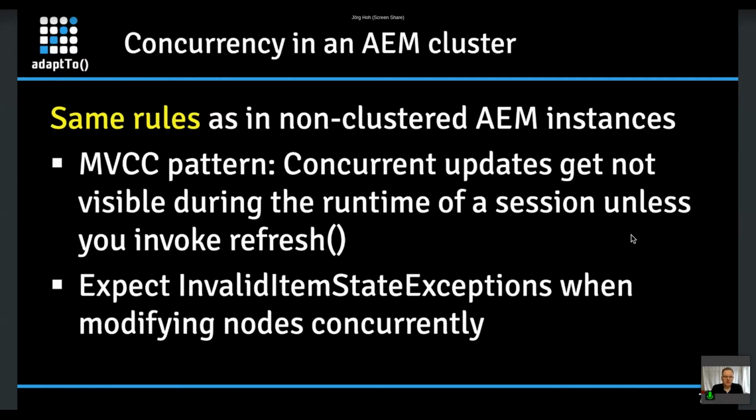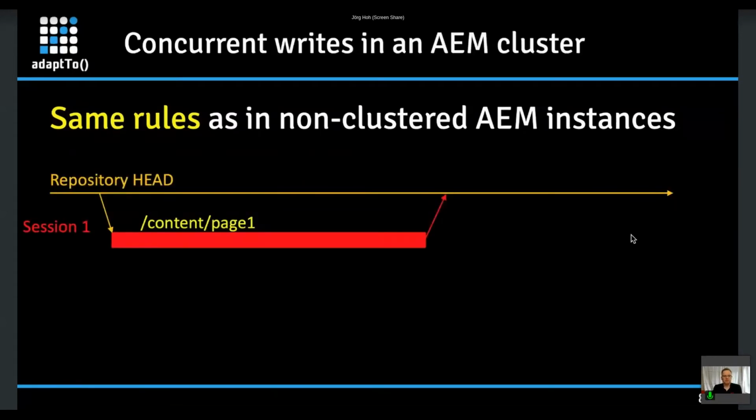And another thing, which has been there forever, is to expect that you get invalid item state exceptions when you change things concurrently. So how does it look? Assuming you have a repository state, which, to make it easier, I just call head as we called it in a version control system. And then we create a session. This is session 1.